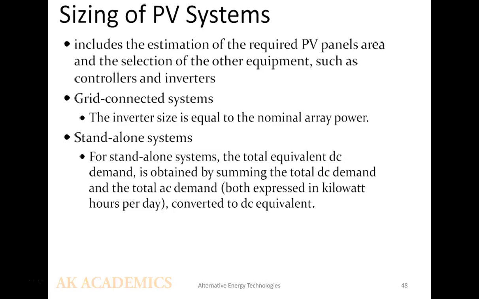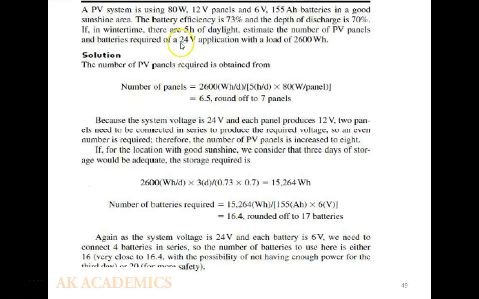For standalone systems, the total equivalent DC demand is obtained by summing the total DC demand and total AC demand, both expressed in kilowatt hours per day and converted to DC equivalent. We're going to look at an analysis and example together and then try to use that to explain how you can size a simple PV system. Here is an example that we can evaluate together.